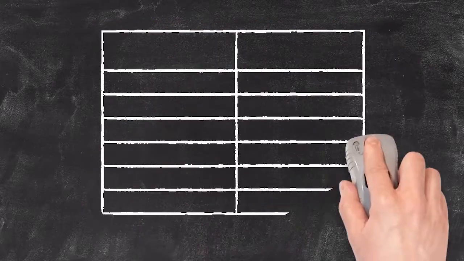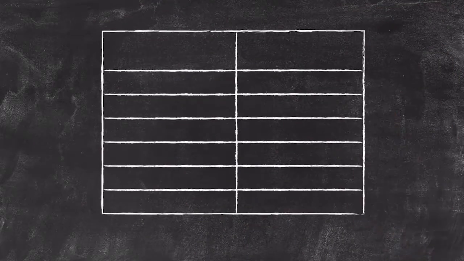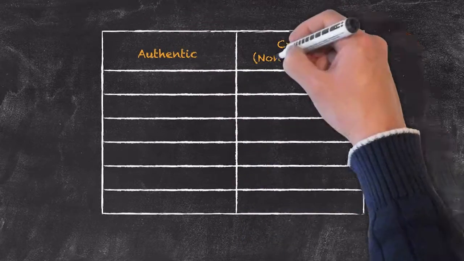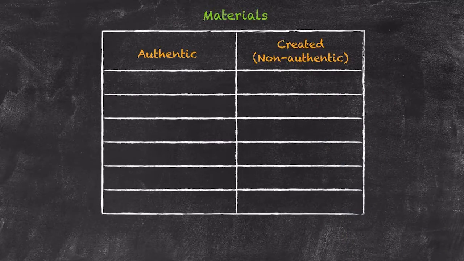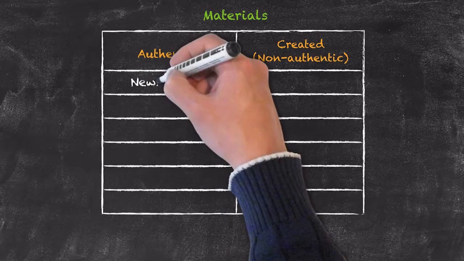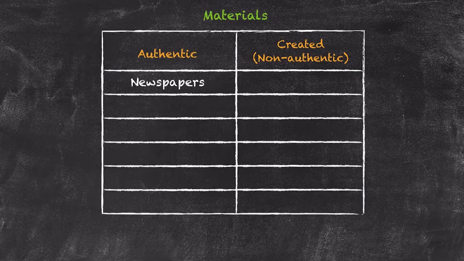Just to finish this section on materials, we'll have a look at the difference between what are called authentic and created materials. Authentic materials, as the name implies, are actual materials that are created for any reason outside of the classroom. So examples of authentic materials would be things like newspapers. Those are generated for the general public and they're certainly not generated for use in the classroom. However, they can be used within the classroom.